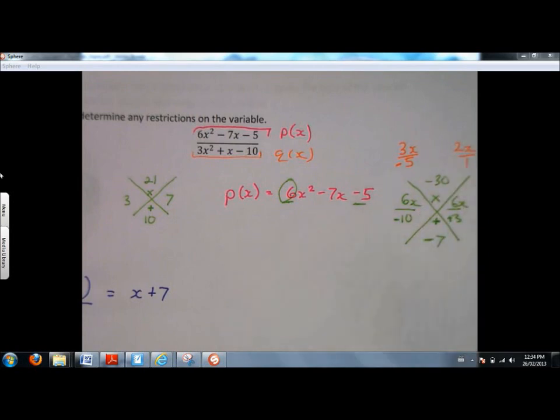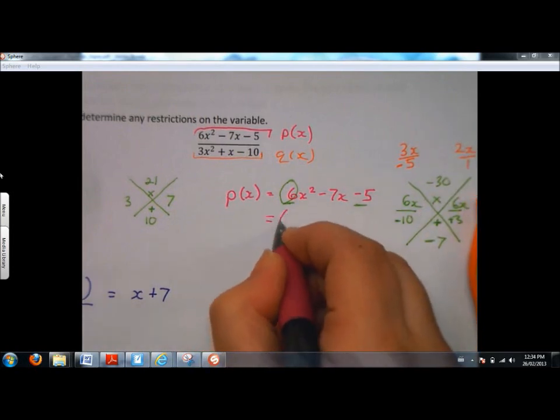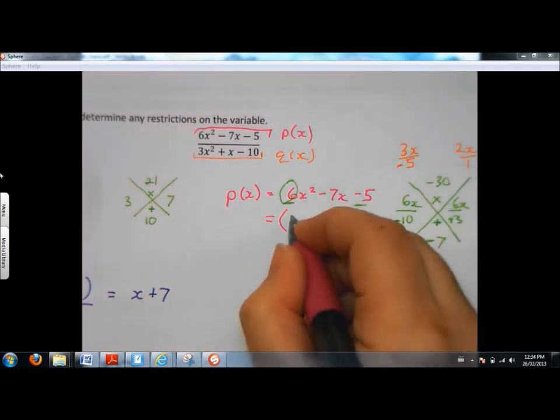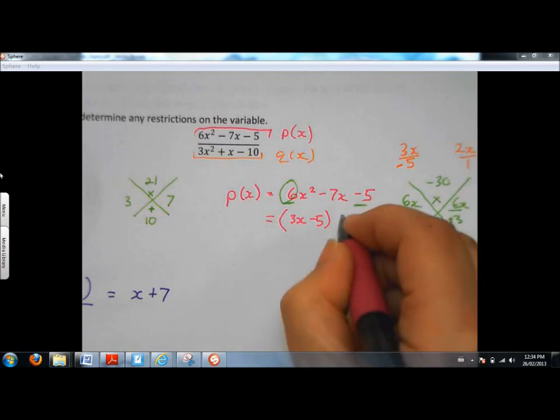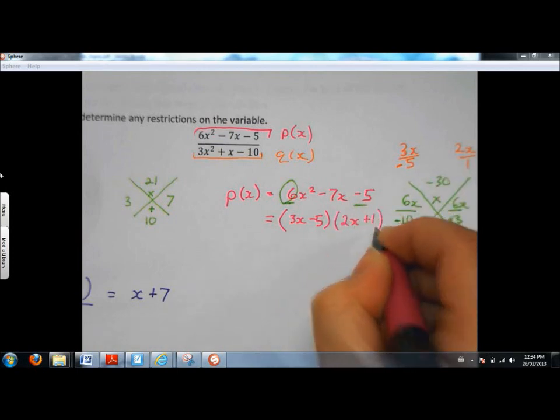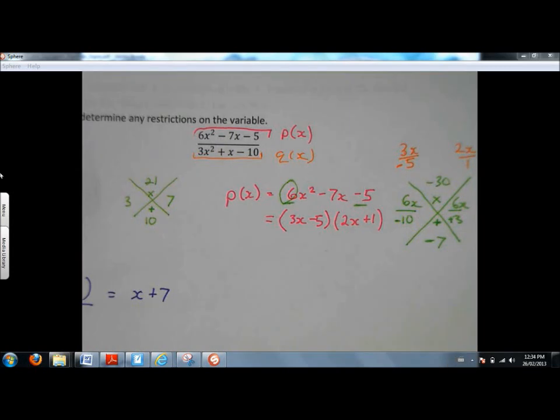Why did I do all that? I now know my brackets. My first bracket is going to be 3x minus 5. And here's my second bracket, 2x plus 1. Saves me a lot of work for factoring.